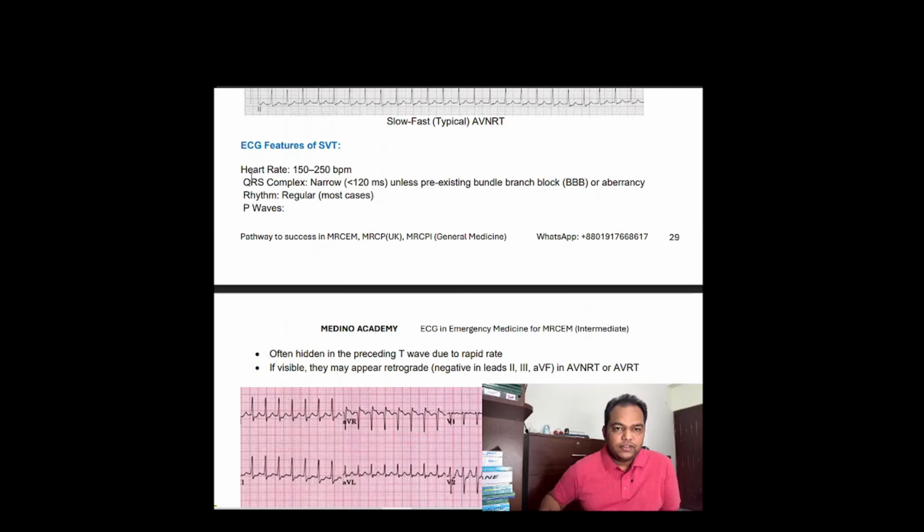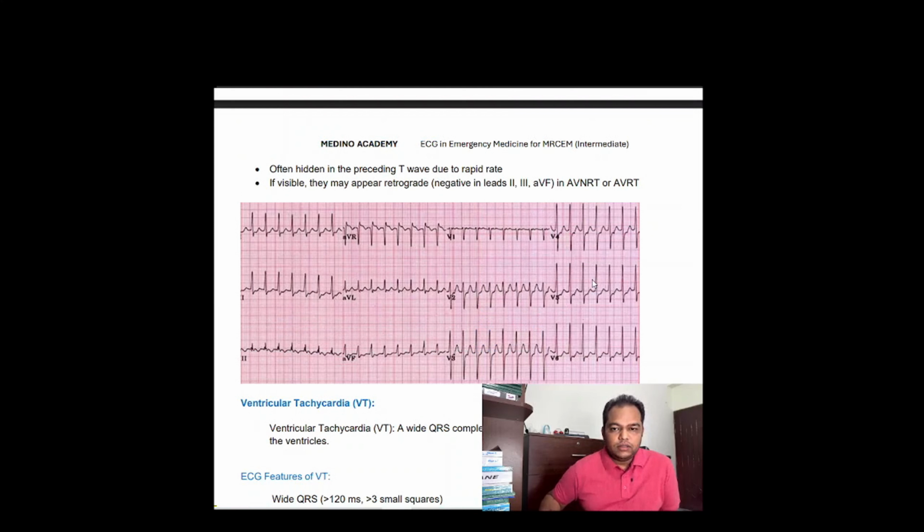Now, ECG features of SVT. This is the ECG of SVT. In case of SVT, this is also a narrow complex tachycardia. In case of SVT, there is no P wave. If there is a P wave and the rhythm is regular, it will be an ECG of sinus tachycardia. In this ECG, there is no P wave. These are the T waves. So there are no P waves, and the rate is more than 100, obviously more than 100. The rate here is 150 beats per minute.